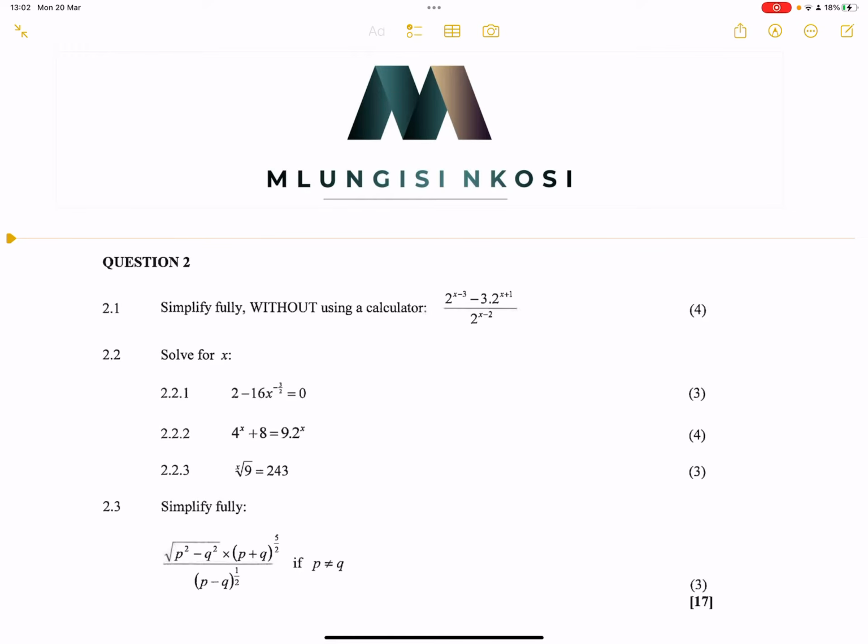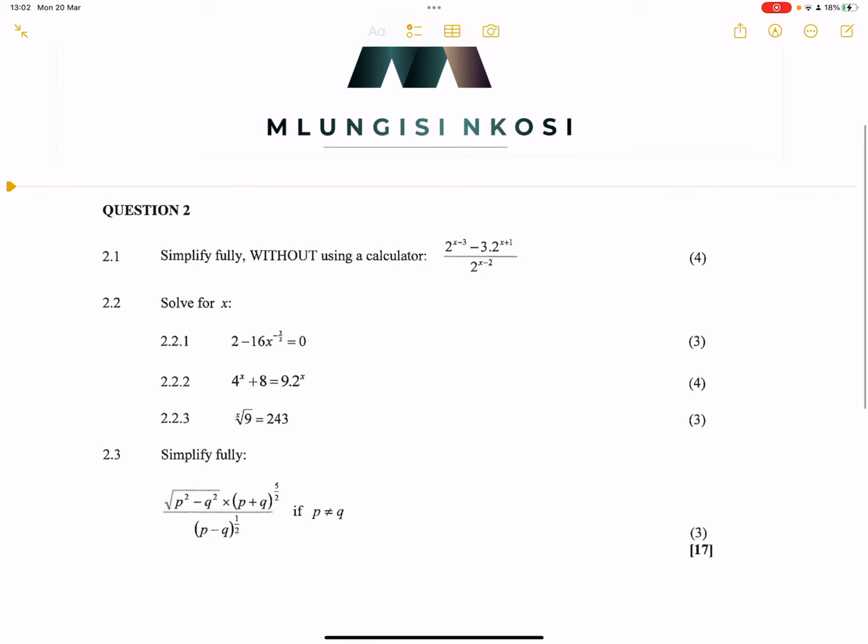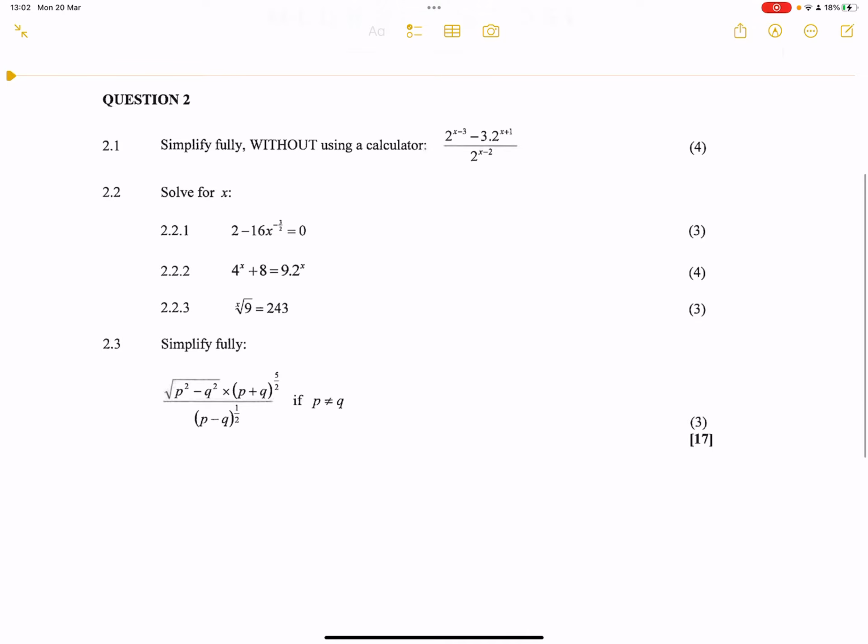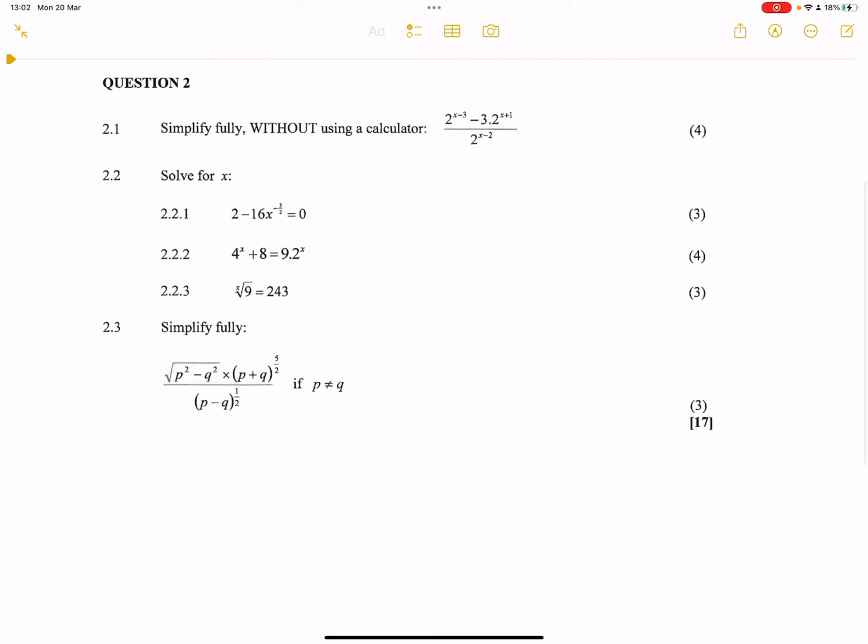Right, so let's get right into it for our grade 11s. This is from the 2018 exam, just discussing that one question at a time. So they say the first question, 2.1, we should simplify as much as possible, fully, without the use of a calculator.